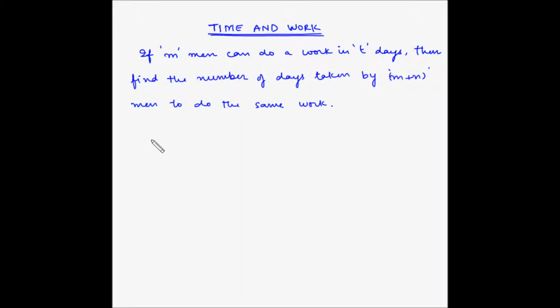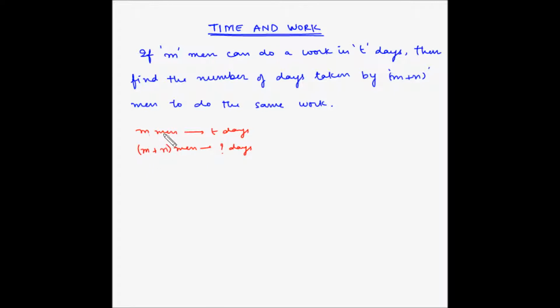Welcome to another example of time and work. If m men can do a work in t days, then find the number of days taken by m plus n men to do the same work. So here we have been given that m men take t days, and we have to find how much time m plus n men will take.